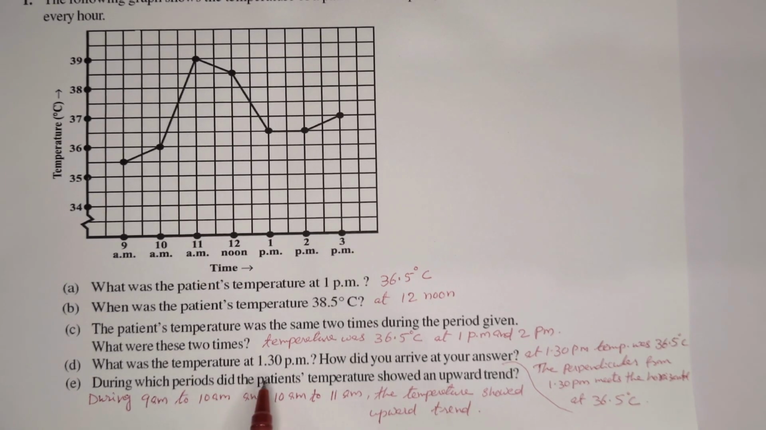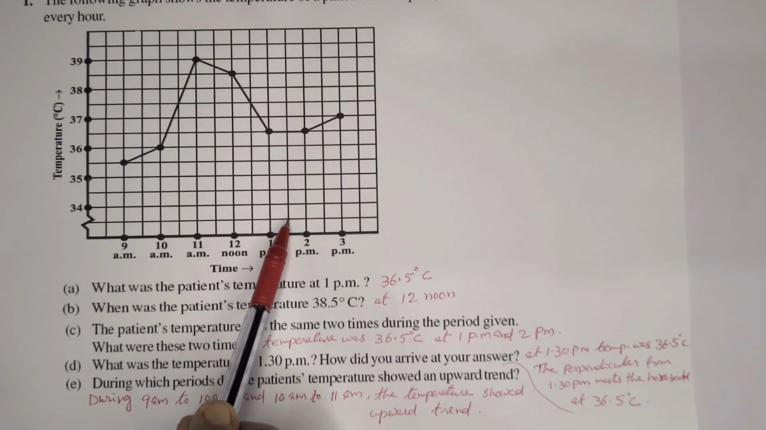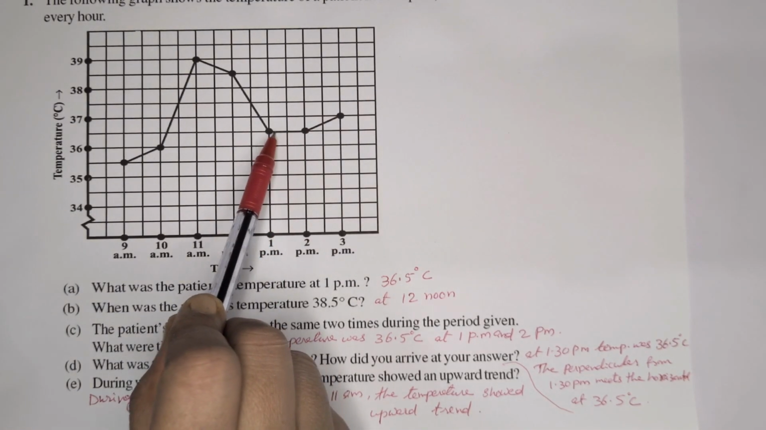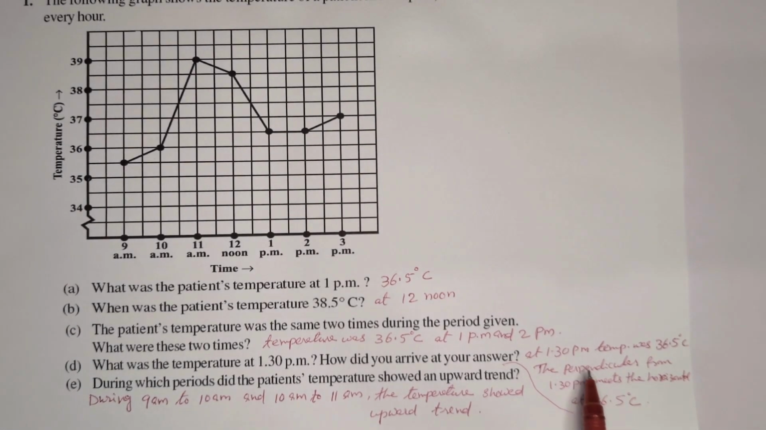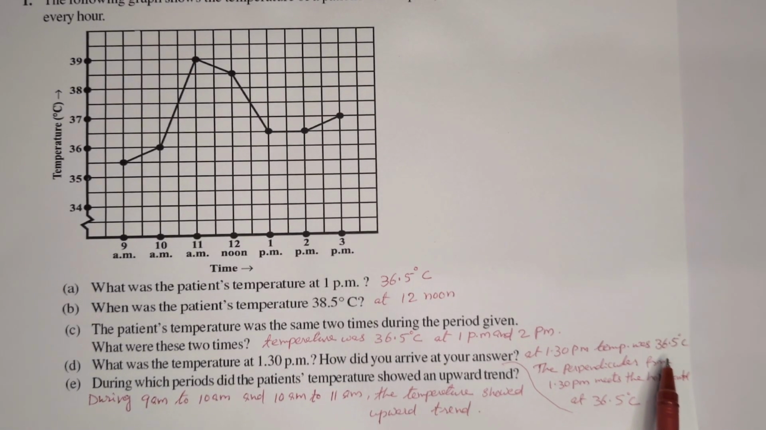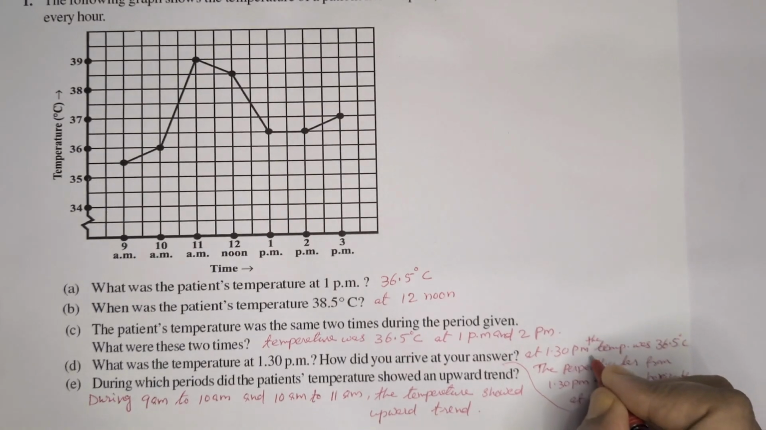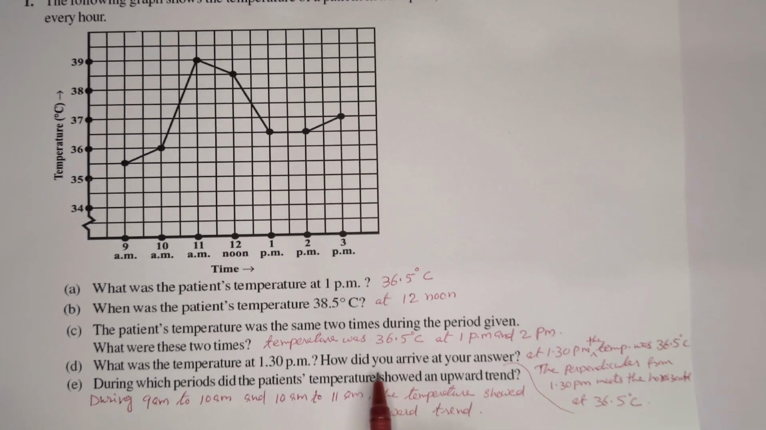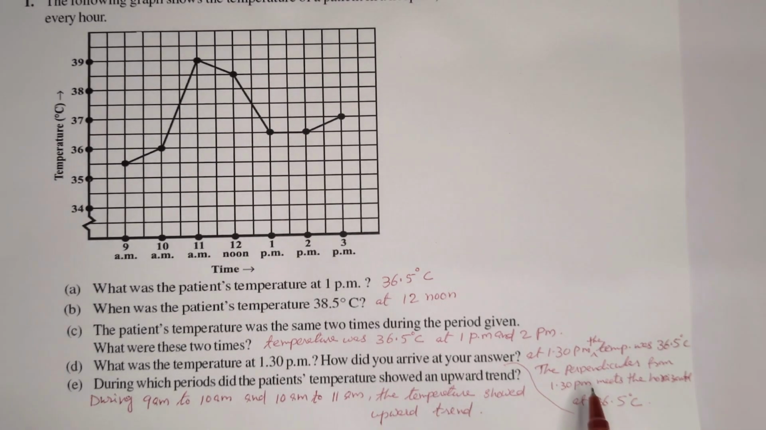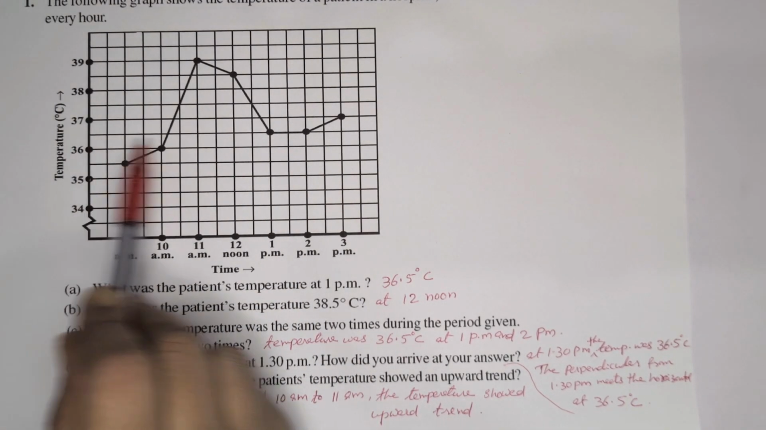Next, what was the temperature at 1:30 p.m.? 1:30 p.m. means in between 1 and 2. Here when we are moving upward, we can see it touching the horizontal line. Corresponding to that, 36.5 degrees Celsius. So the temperature at 1:30 p.m. was 36.5 degrees Celsius. How did you arrive at your answer? The perpendicular from 1:30 p.m. meets the horizontal at 36.5.